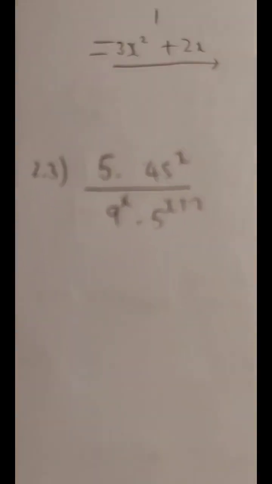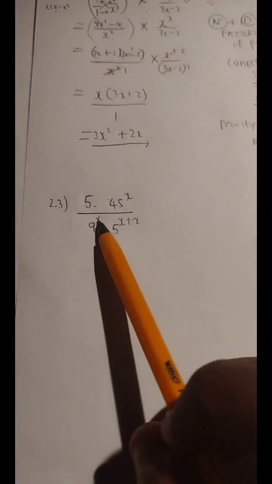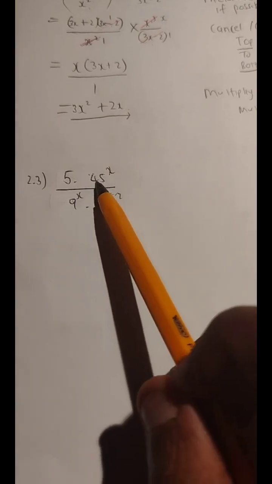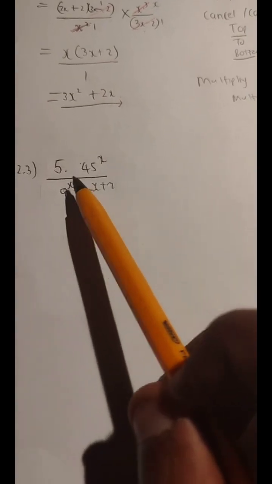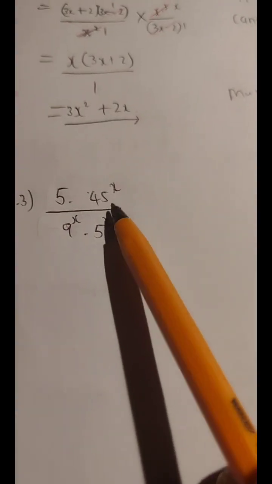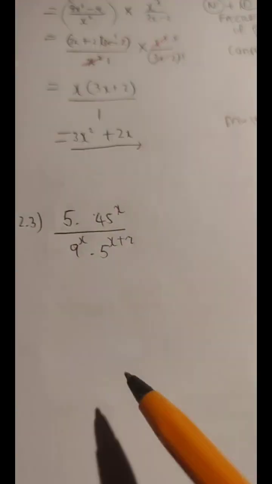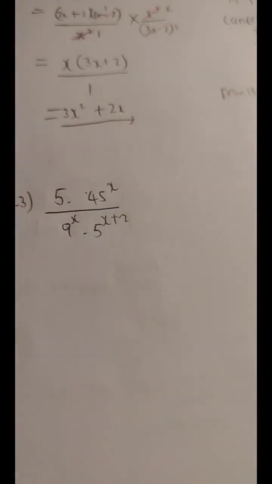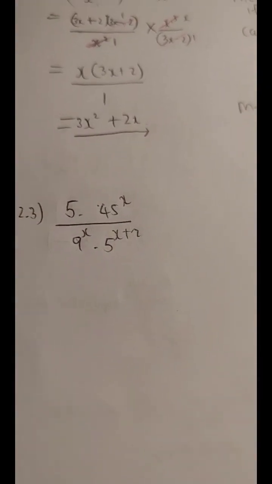When we have an exponential expression like this, what do we do? 5 times 45 to the power x over 9 to the power x times 5 to the power x plus 2. Okay, so two ways you could do this is to first write all of these bases into their prime base. That's one way to do this.